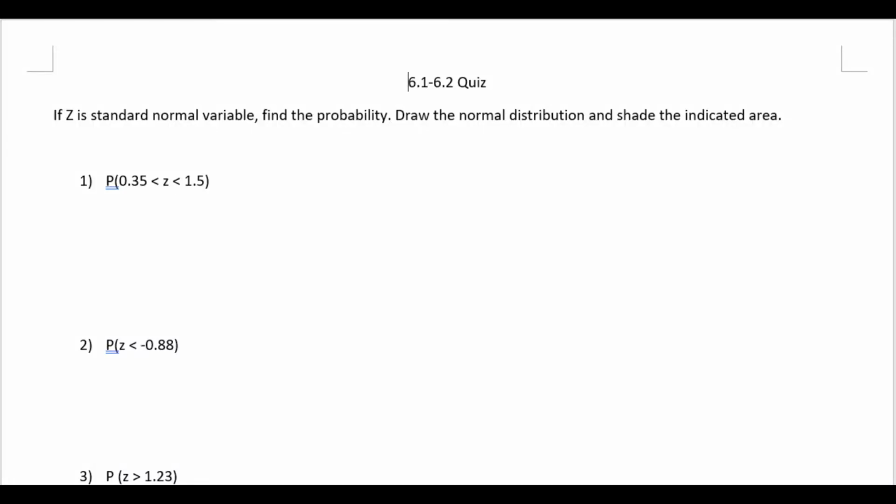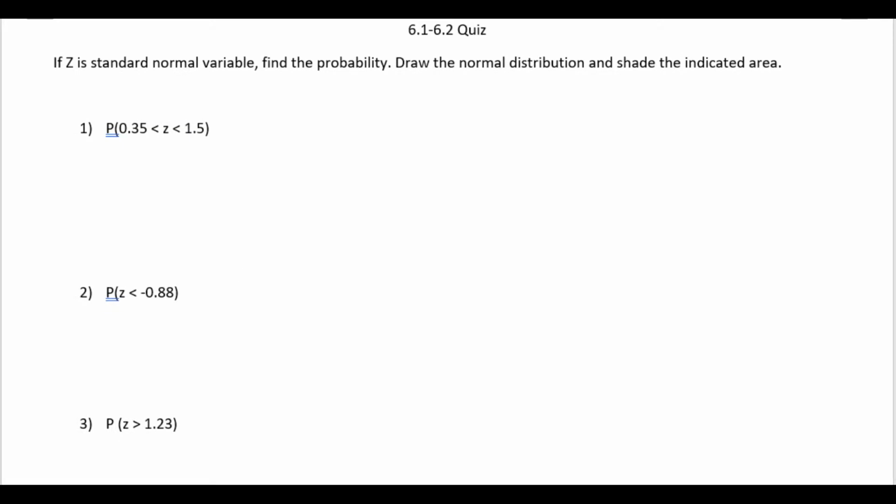All right, guys, welcome to the 6.1, 6.2 quiz review. This quiz went over using normal distributions. So, for example, finding the probability given a z-score and so on, and some word problems. So let's go over the first one.